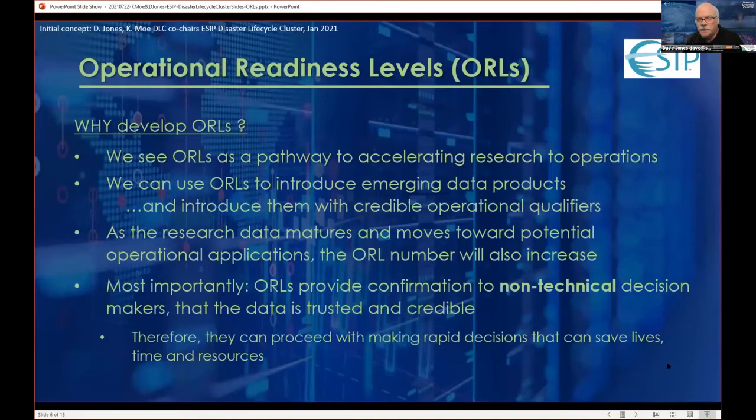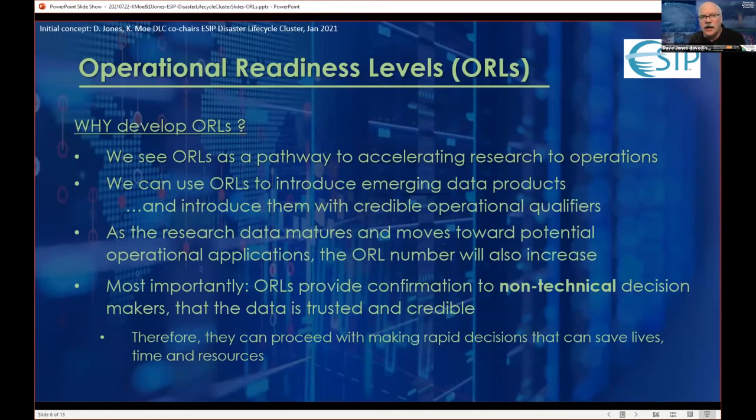And so I want to go back to ORLs just for a moment, because why develop them? What in the world are they? We really haven't heard about them before. We've been working on them for about 2.5 years, almost 3 years now. We see ORLs as a pathway to accelerating research to operations.